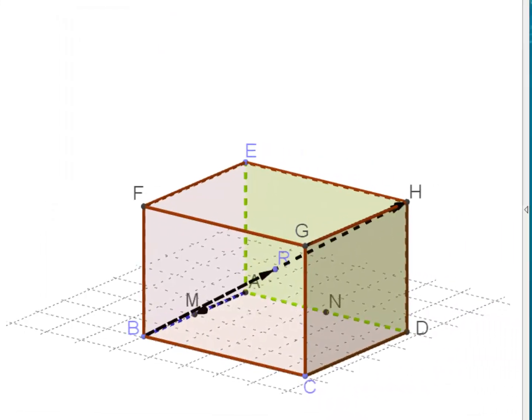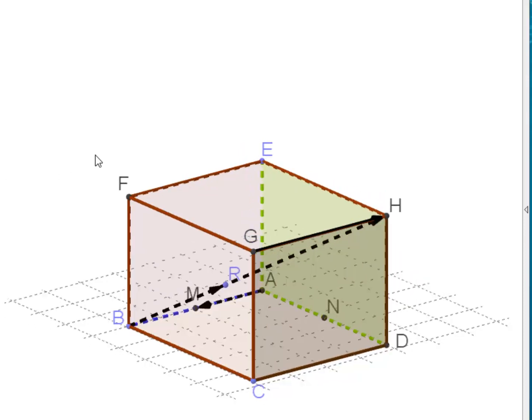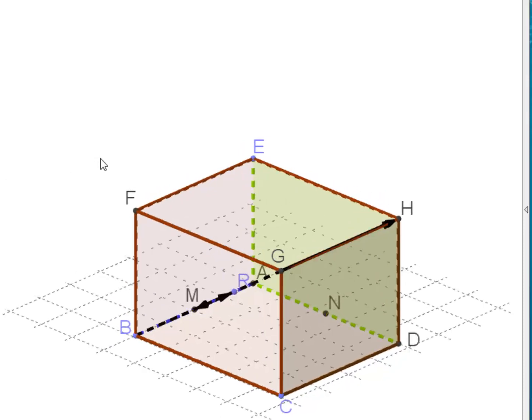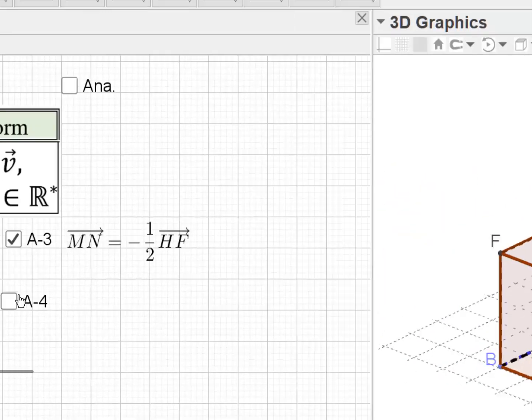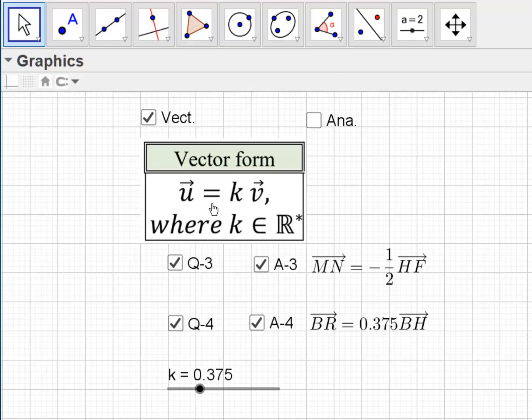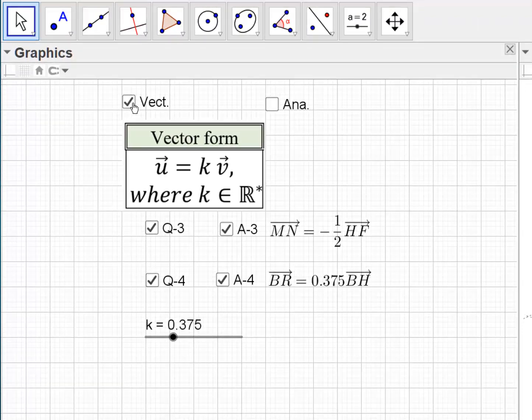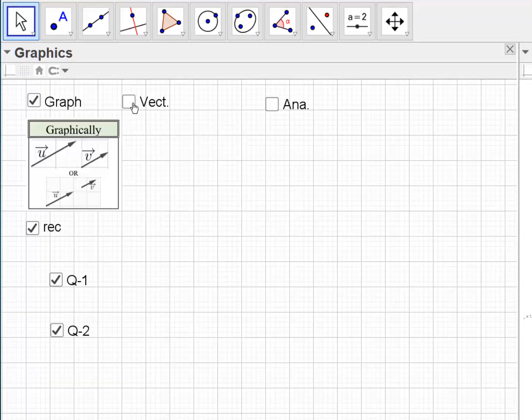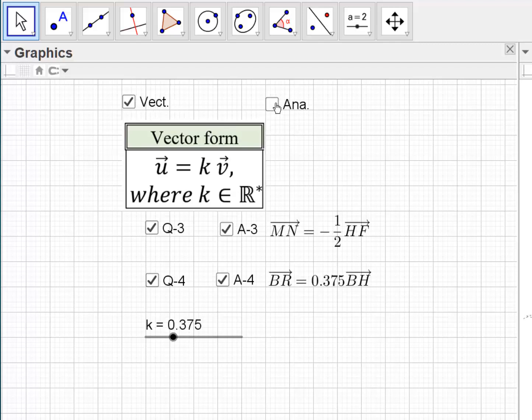Well, what about these vectors? If R is any point on segment BH, notice R is nothing but a point on GH. Well, if R is any point on the segment BH, then can we say that the vectors BR and BH are collinear? Yes, again, true. Why? Because we can write it in the form of u equals kv, where k is a non-zero real number. So now we can see that we can prove two collinear vectors by two different ways, either graphically or vector-wise, in a vector form. Now what about analytically?